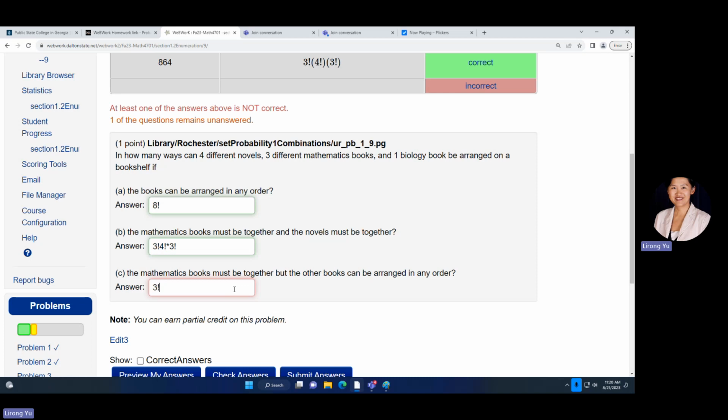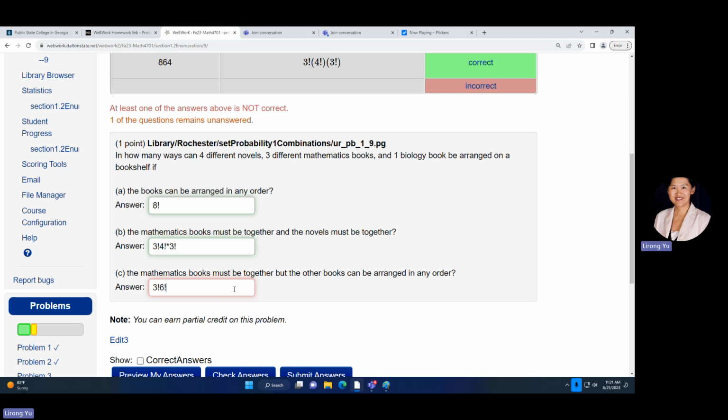And then the math books plus the other books. The math books are 3 books and the other books are 5, right? So it's 5 other books plus the math. 5 plus 1 is 6. Since we don't care about their order, they can be in any order. So that will be 6 factorial. That is having the math books ordered in themselves, and then just tie them together with rope, and then we start rearranging the other ones. I hope that kind of makes sense.